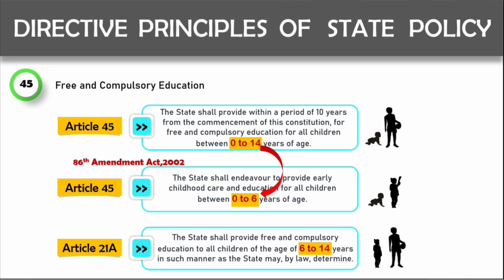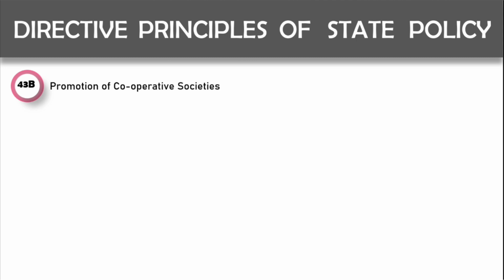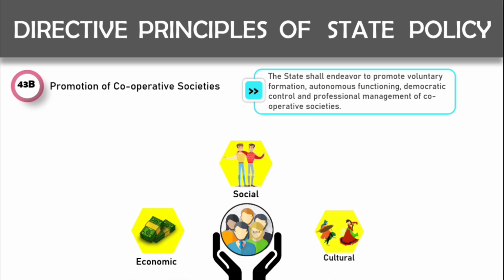Now the last change made in DPSP was in Article 43B. As you can guess from the alphabet, this article was a newly inserted article. Article 43B was inserted by the 97th Amendment Act of 2011. Article 43B is about promotion of cooperative societies. With the insertion of this article, it was ensured that the economic, social and cultural needs of the people are fulfilled.